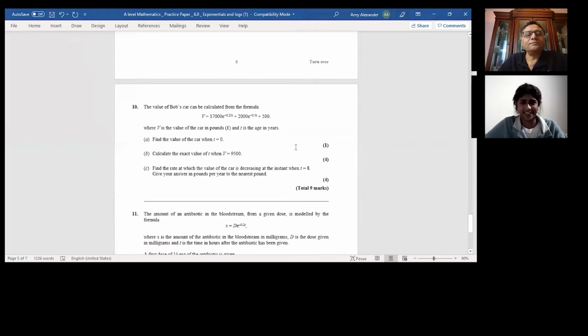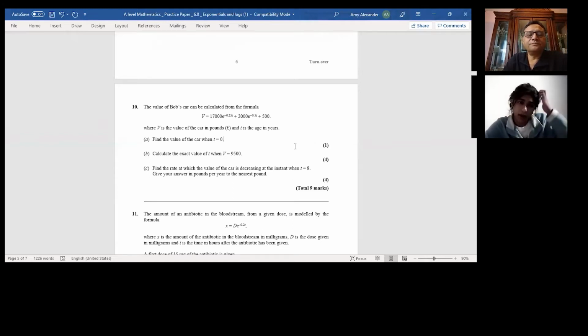Yeah, so now this is where the tricky stuff happened. 10 and 11. Okay, so the value of Bob's car can be calculated from the formula V equals 17,000 e to the power of minus 0.25t plus 2,000 e to the power of minus 0.5t plus 500, where V is the value of the car in pounds and t is the age in years.